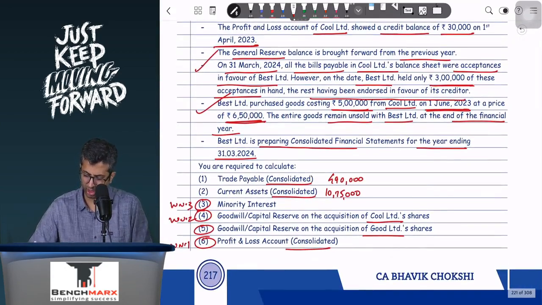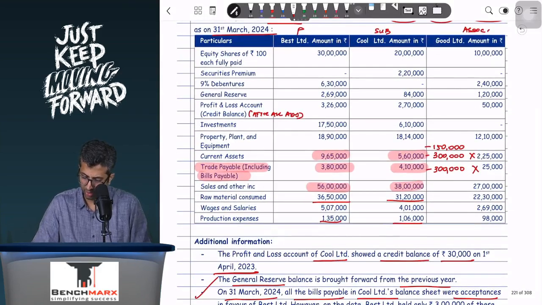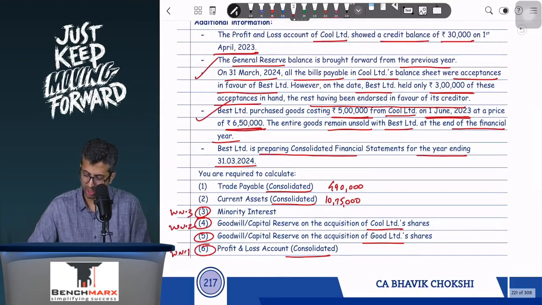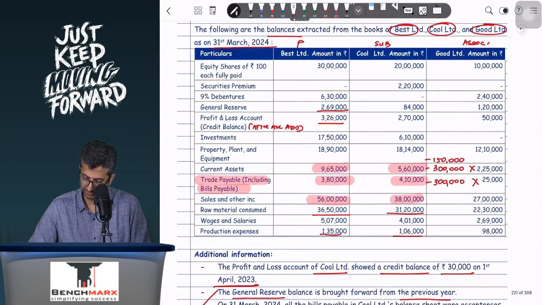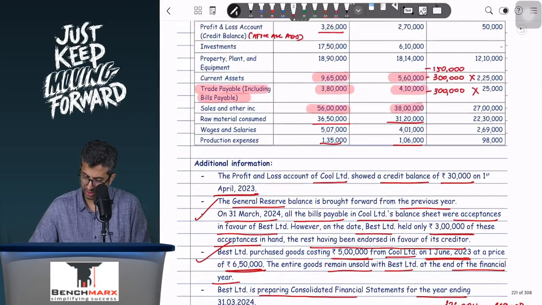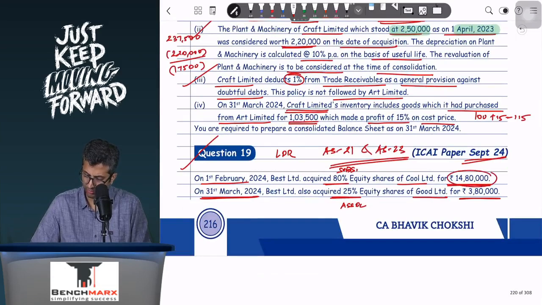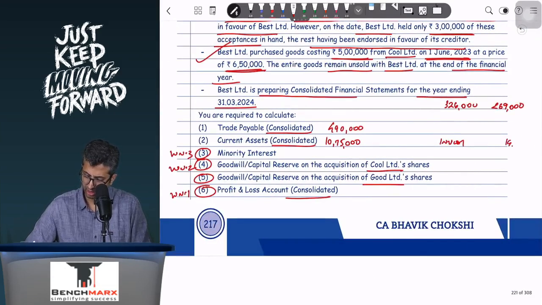Now if you look at your other workings, like in your consolidated P&L account, your consolidated P&L account will be 326 to start with, and generally this is 269 to start with. So this is 326 in the P&L, 269 in the general reserve. Okay. Then for goodwill working, you will have investments. Investments that you have done, I think the investment amount was 14 lakh 80. This is 14 lakh 80.